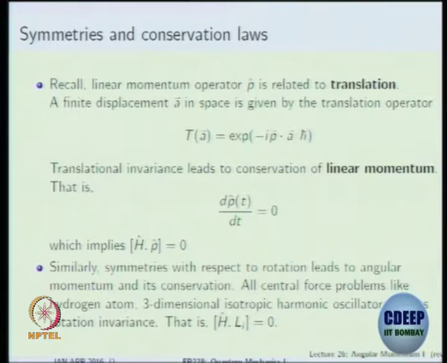Okay, so just for completeness, a couple of things I keep telling you, I thought I'll put it on the PowerPoint today. The linear momentum operator is supposed to be related to a symmetry. What is a symmetry? Sure, you all know.